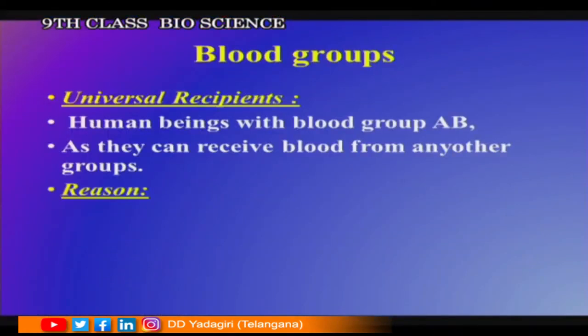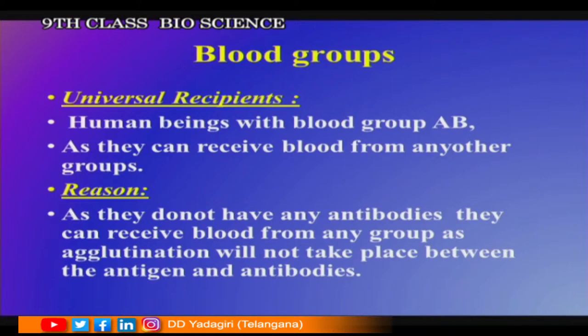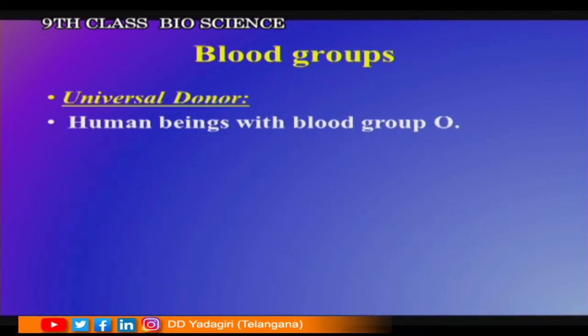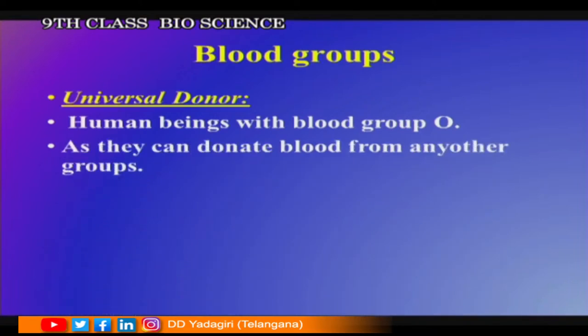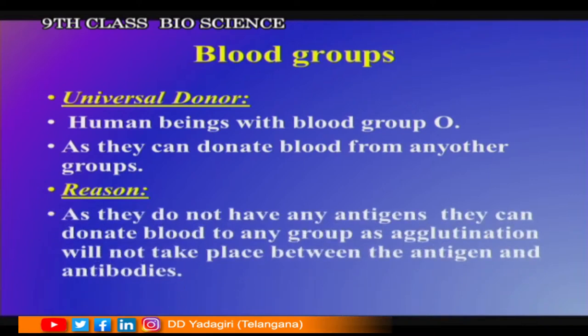So, human beings with blood group AB can receive blood from any other groups because they do not have any antibodies. They can receive blood from any of the groups because agglutination will not take place between the antigen and the antibody. Now, what are universal donors? Human beings with blood group O can donate blood to any of the persons with any kind of antigen or antibody, with any of the blood groups. Children, what is the reason? They do not have any antigen. So, they can donate blood because agglutination will not take place between the antigen and the antibody.